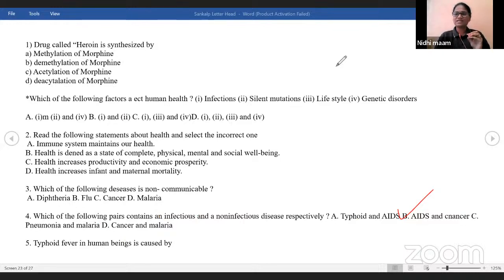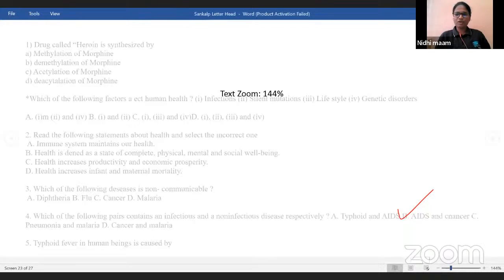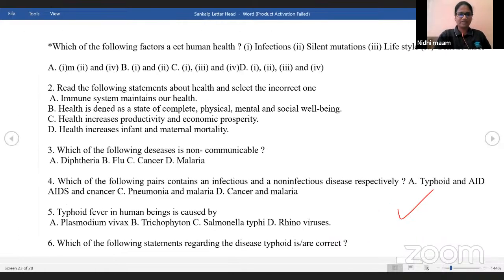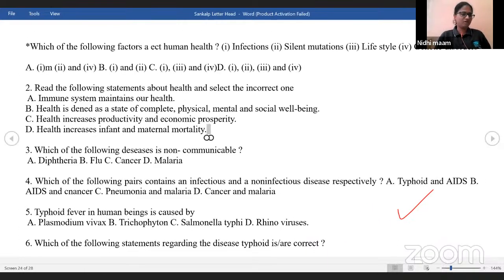Correctly and quickly answered by Deepak. Okay, good going. Let us proceed to the next question. Fifth question. Typhoid fever in human beings is caused by: A. Plasmodium vivax, B. Trichophyton, C. Salmonella typhi, D. Rhinovirus.